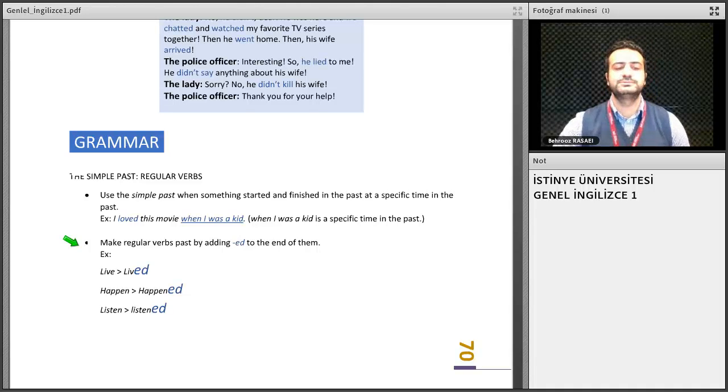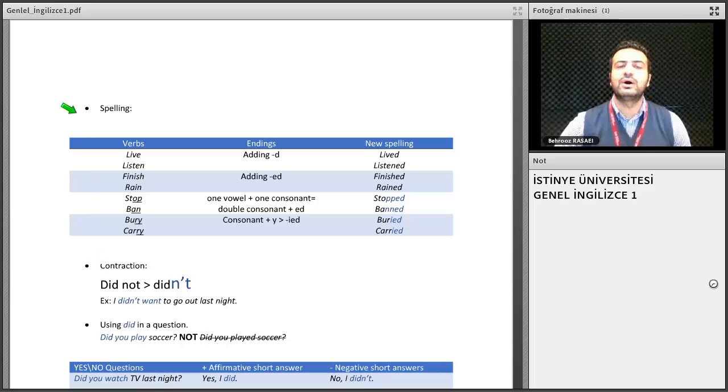Make regular verbs past by adding ed to the end of them. So, what is a regular verb? When a verb is regular, you need to add ed to the end of it to make it past. For example, live, lived, happen, happened, listen, listened. So, live, happen, and listen are in the present time. Lived, happened, and listened are in the past time. Okay, let's go down to the next page actually.